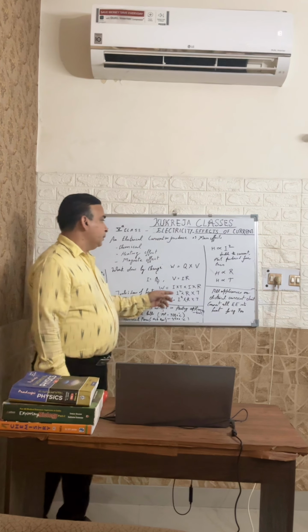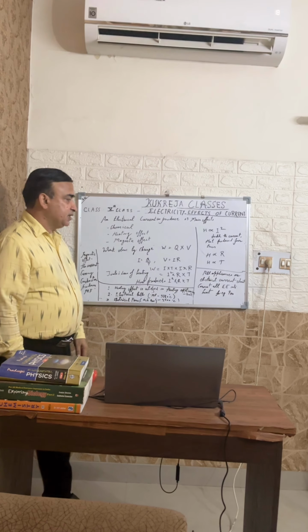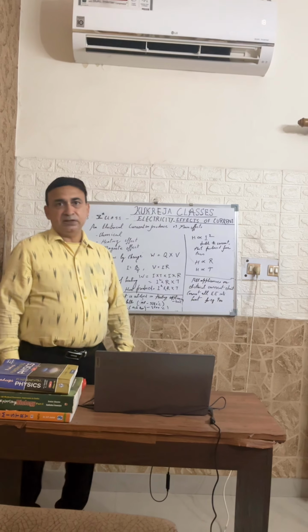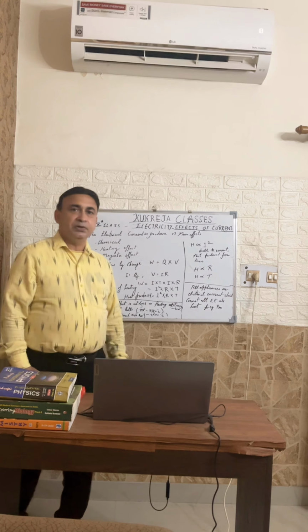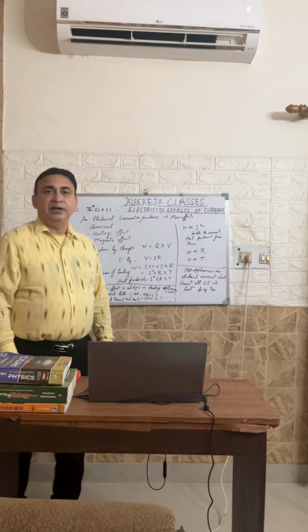So the work done becomes I square into R into t. Assuming that the total work done is converted into heat energy, the heat produced is equal to I square into R into t.